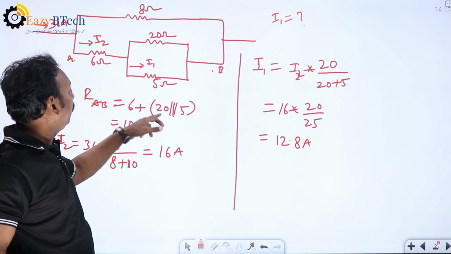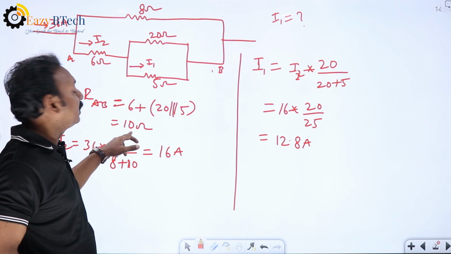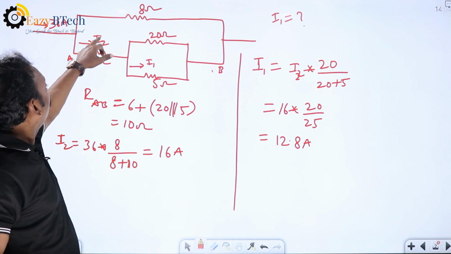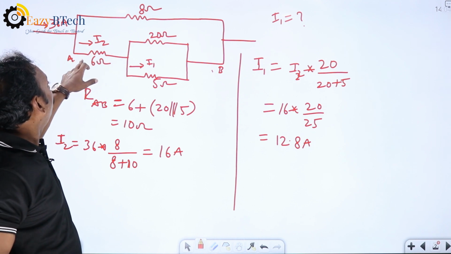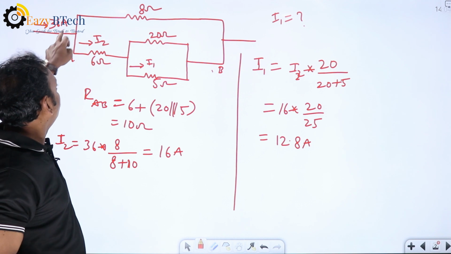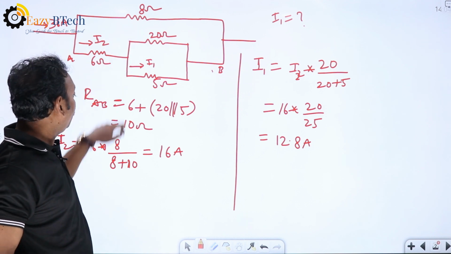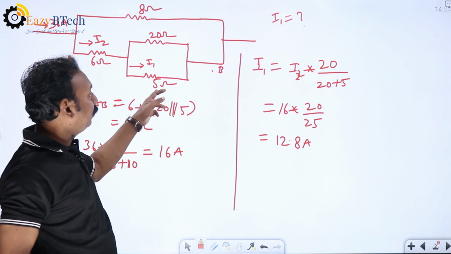20 is parallel to 5, we get 4. 4 and this combination 6 are in series with 10 ohms. Now I2 is the current through 6. If you know the I2 value, you will easily get the I1 value. How to find the I2 value? Apply the current division rule. Total current 36 into, for this one opposite 8, 8 divided by 8 plus 10. You get the answer. Similarly, I1 is the current through 5.